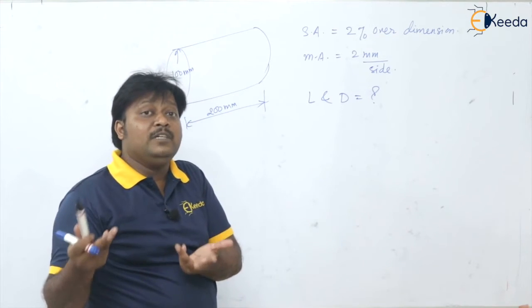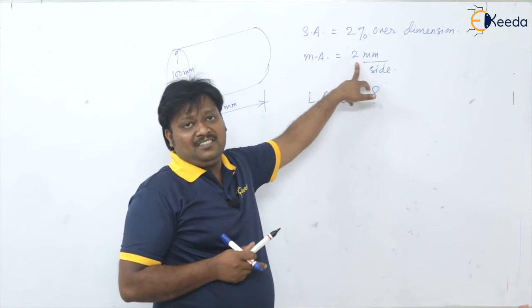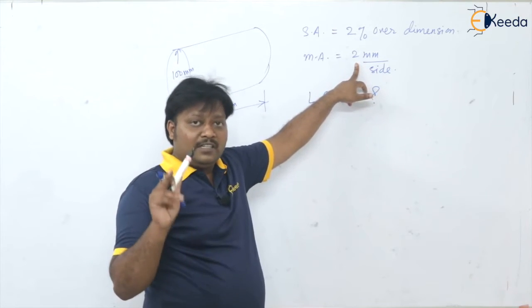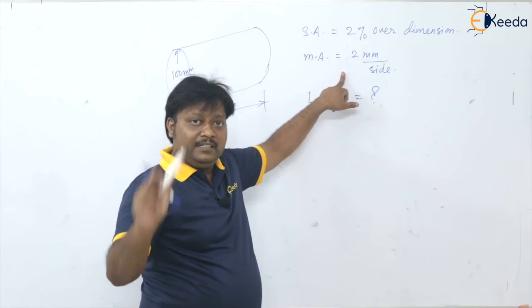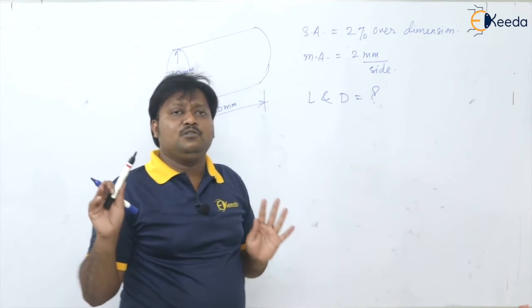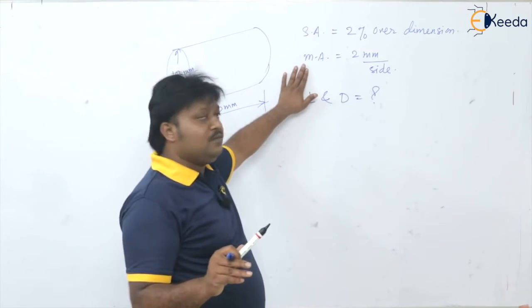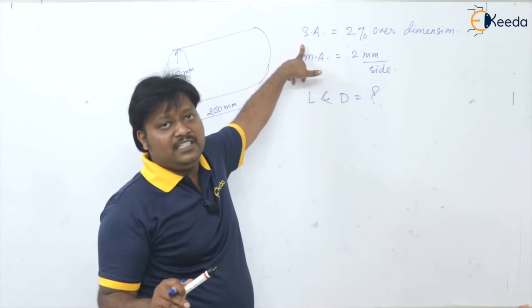So who will take the responsibility for this machining allowance, isn't it? For that reason, I have told you that whenever these two allowances are given together, by default you first provide the machining allowance, and then on that dimension you provide the shrinkage allowance.